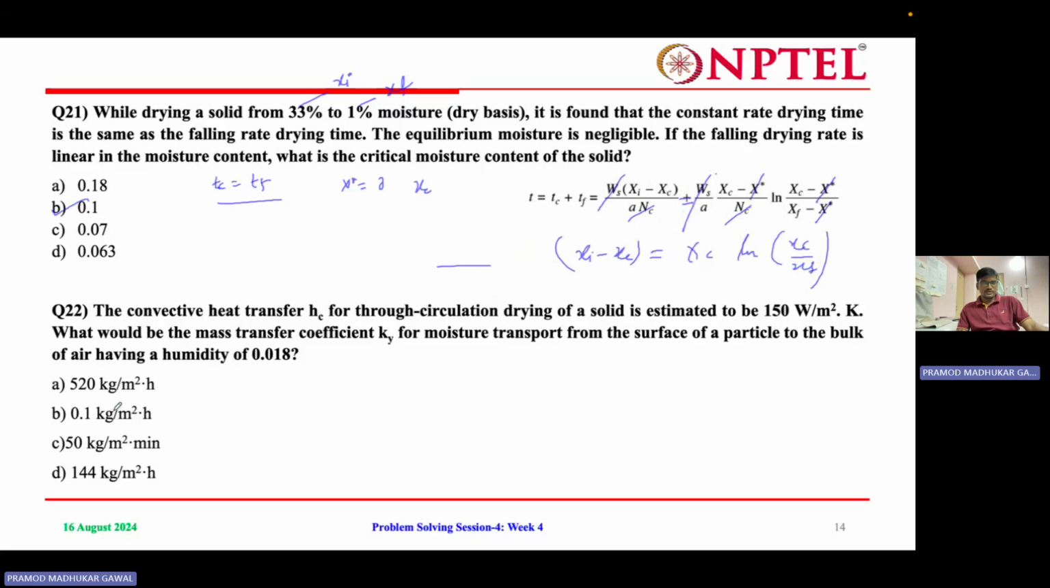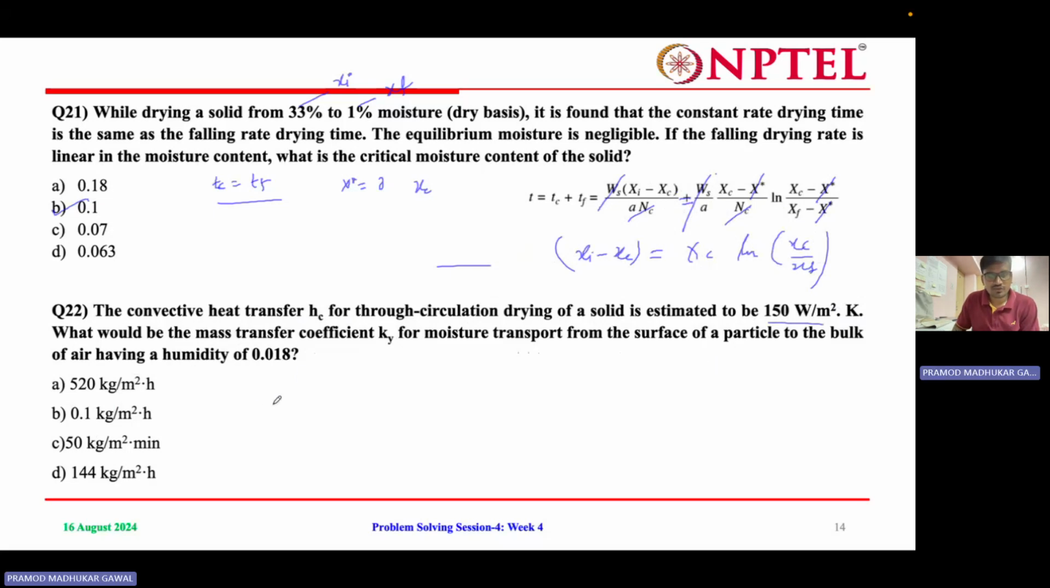Moving to question number 22. The convective heat transfer coefficient hc for through circulation drying of the solid is estimated to be 150 watt per meter square Kelvin. What would be the mass transfer coefficient ky for moisture transfer from the surface of the particle to the bulk of the air having a humidity of 0.018? So in this question, the convective heat transfer coefficient is given as 150.